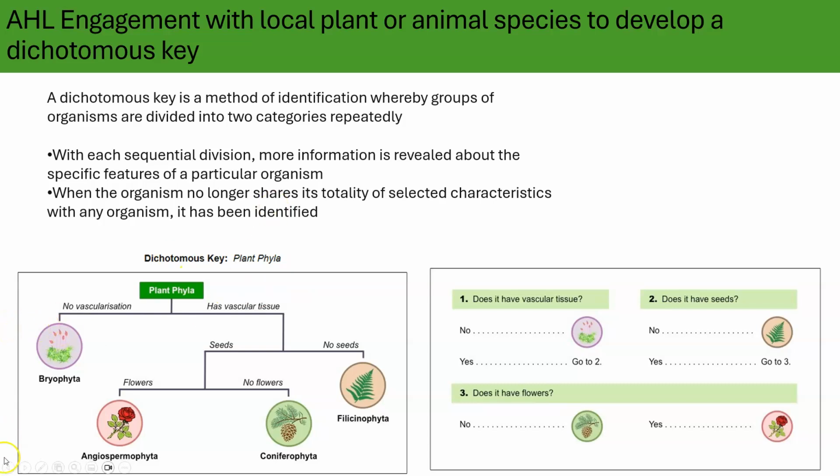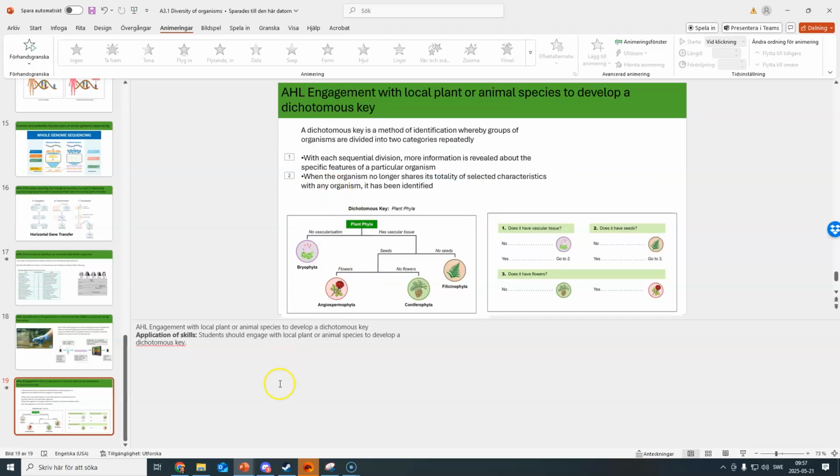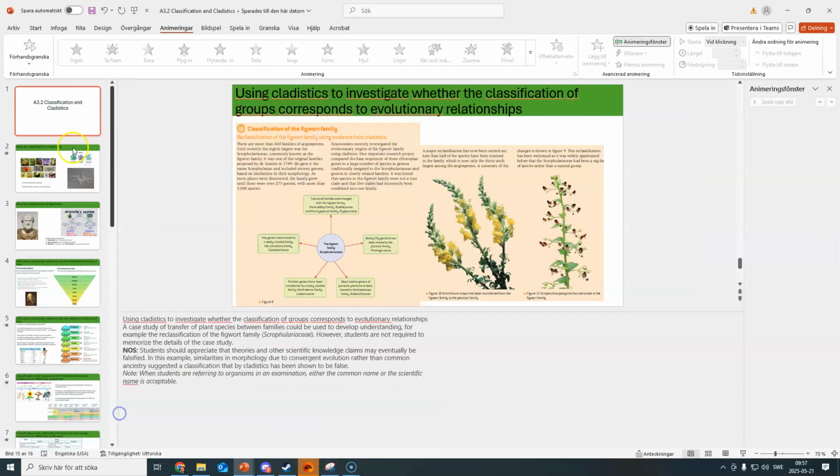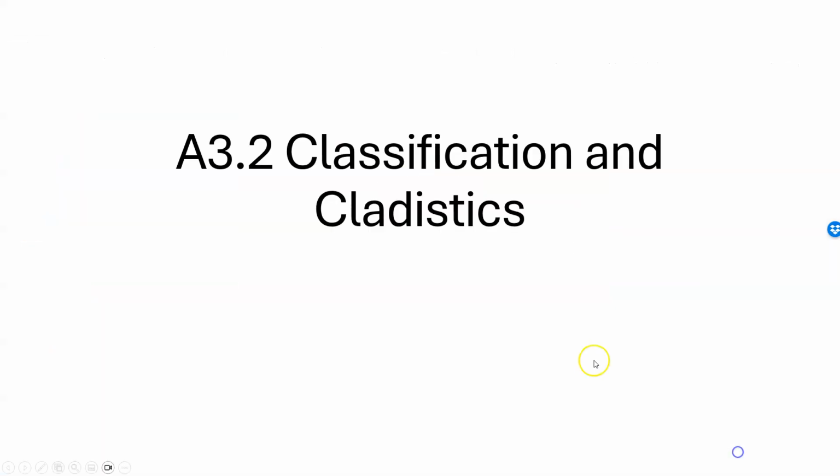Okay, so that was it for A31, and we're now going to go into A32, which is called Classification and Cladistics.